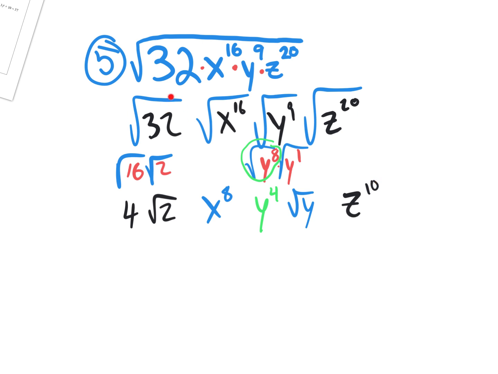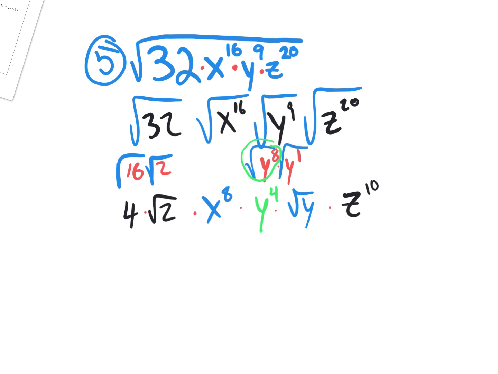So for the answer of the square root of 32, we got this. For the answer of the square root of x to the 16th, we got this. For the answer of the square root of y to the 9th, we got this. For the answer of square root of z to the 20th, we got this. All of those answers are multiplied together. So we're just going to rearrange them to make it look as nice as possible.